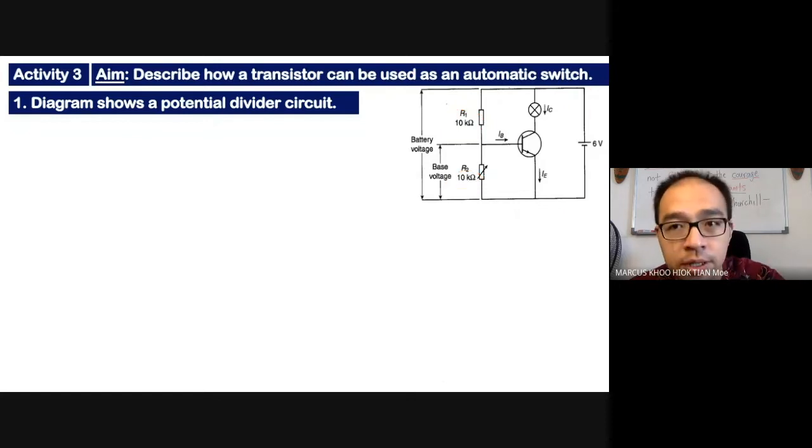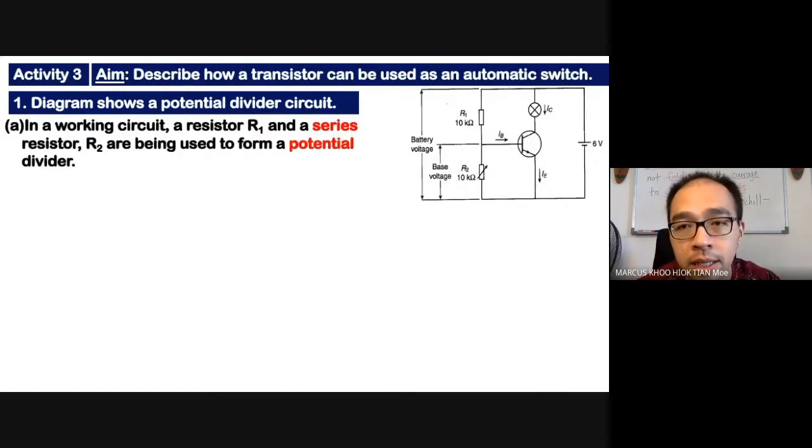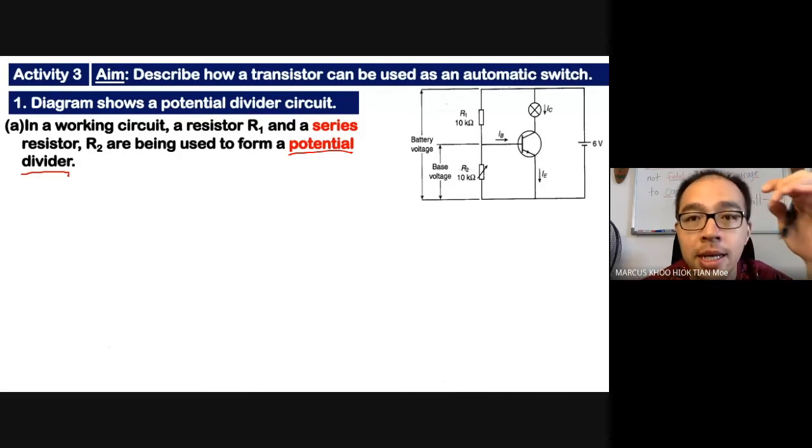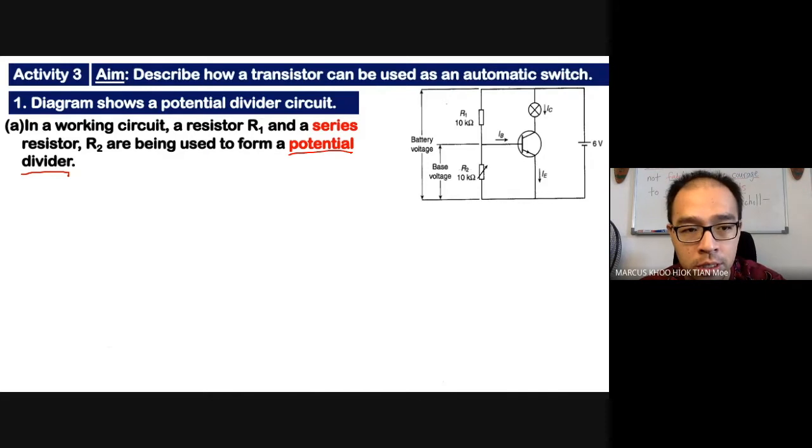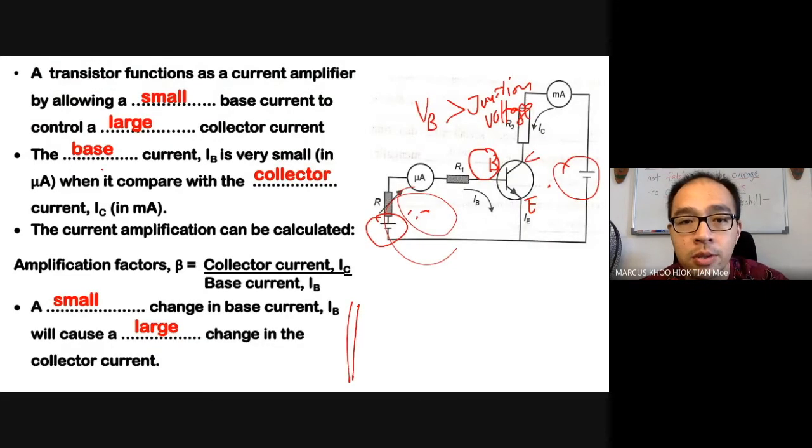So let's take a look first. Now, in a working circuit, a resistor R1 and a series resistor R2 are being used to form a potential divider. Okay, so if we want to use a transistor as an automatic switch without having a secondary power source, if you look at this, I remember this one, there's another power source over here. What if we don't want too many power sources?